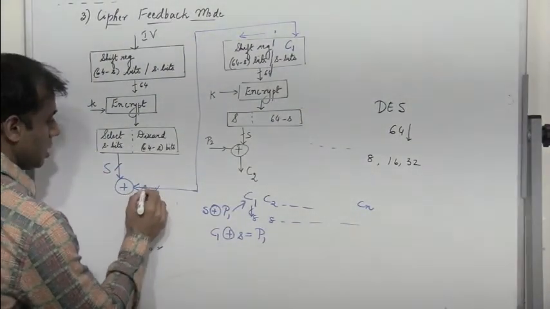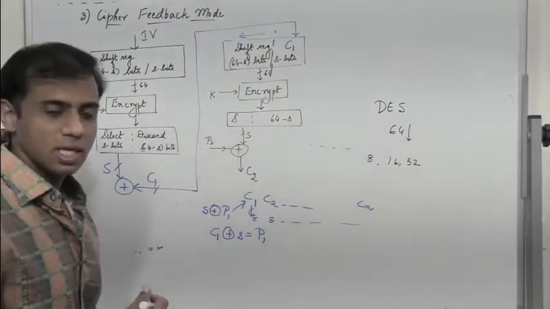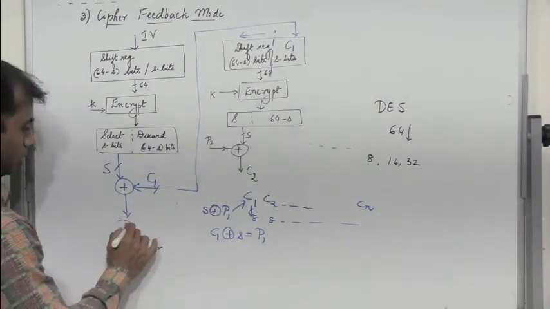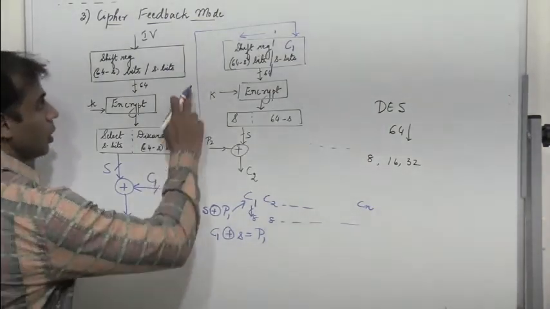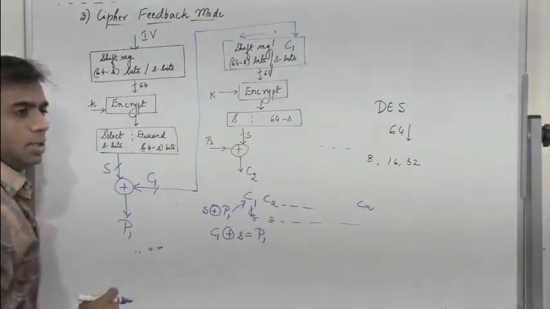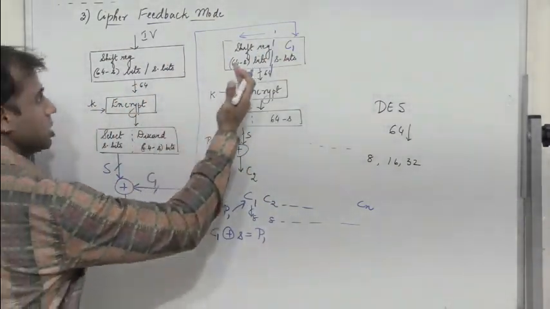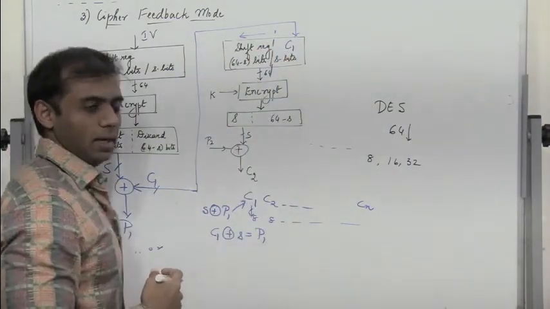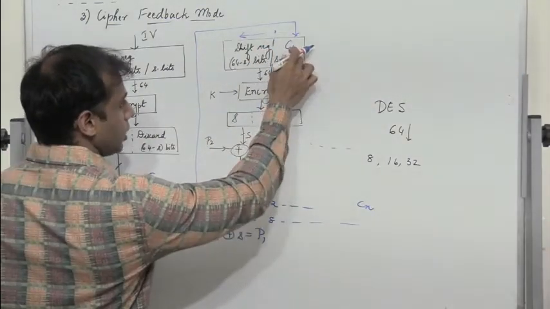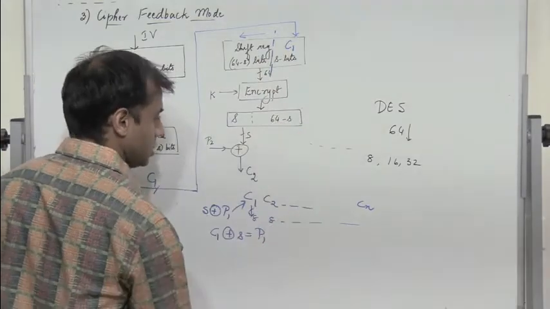Now during the process of decryption, these S number of bits are XORed with C1, the received ciphertext C1, to obtain P1. And now C1 is stored in the LSB bit position. So again you are going to shift the register left by S bits. You are going to store C1 here, and till here the process remains the same.